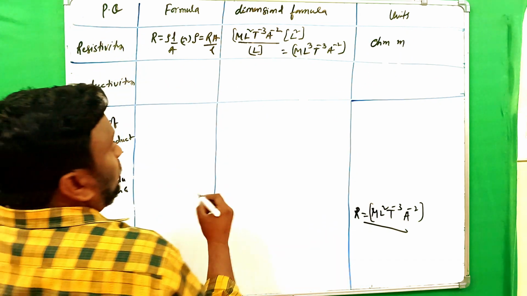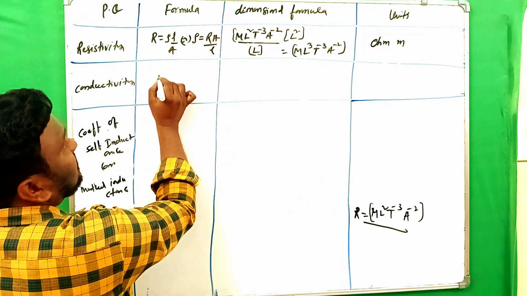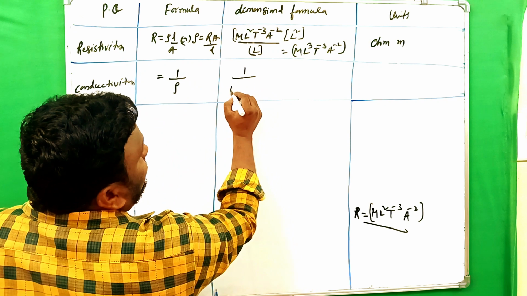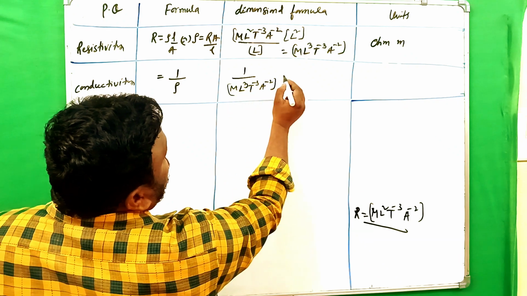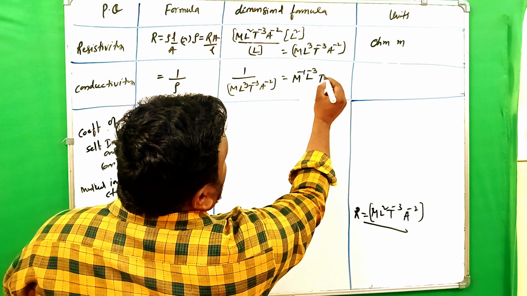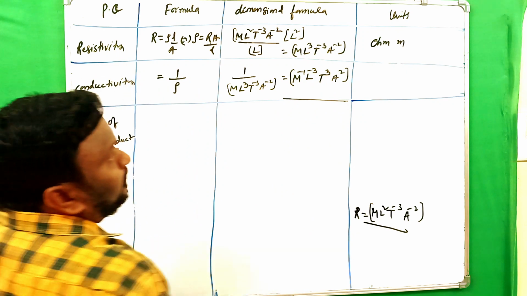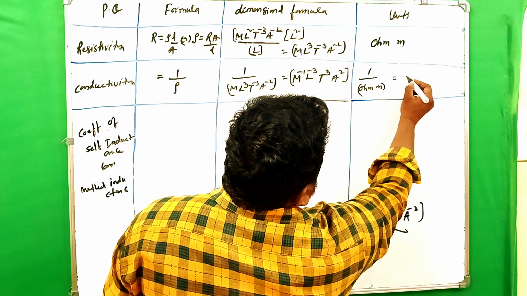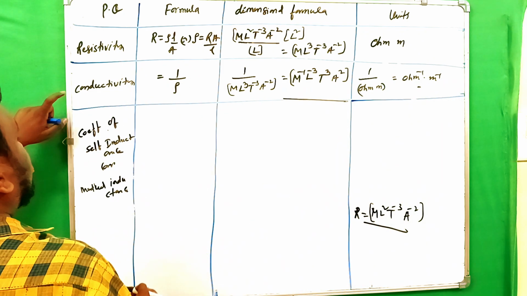Ohm meter is the unit for resistivity. Next thing is conductivity. Conductivity is nothing but the reciprocal of resistivity. That means 1 by M L cube T inverse 3 A inverse 2. So that means M inverse 1 L to the power of minus 3 T cube and A to the power of 2. That is the dimension formula of conductivity, and the unit is ohm inverse meter inverse.